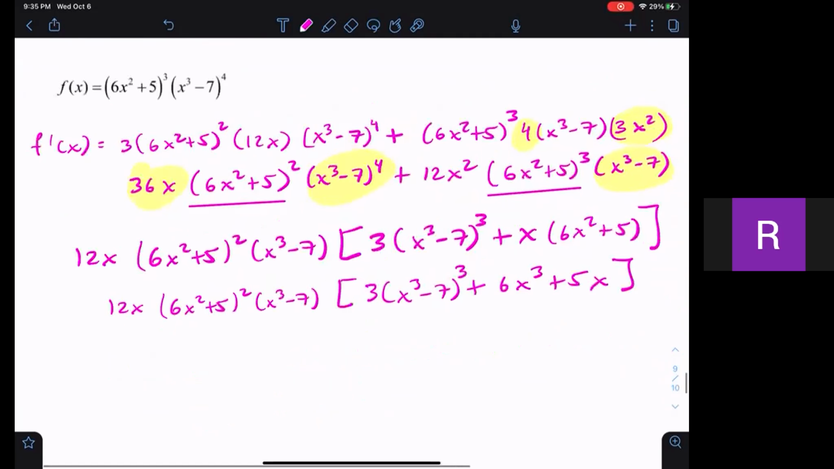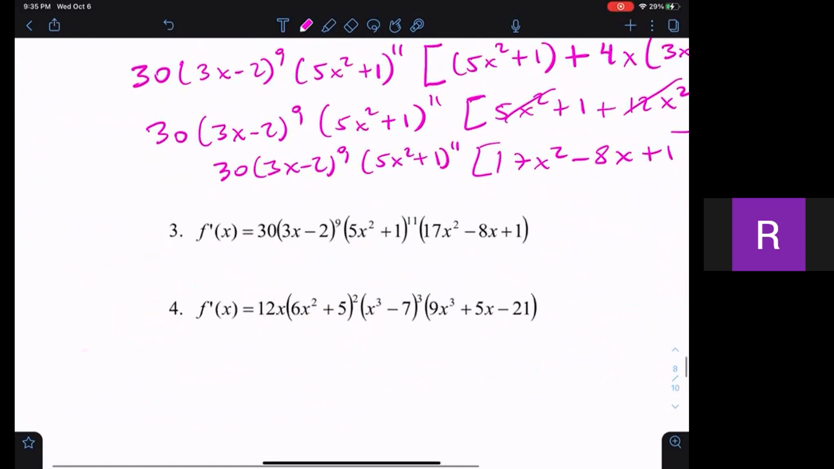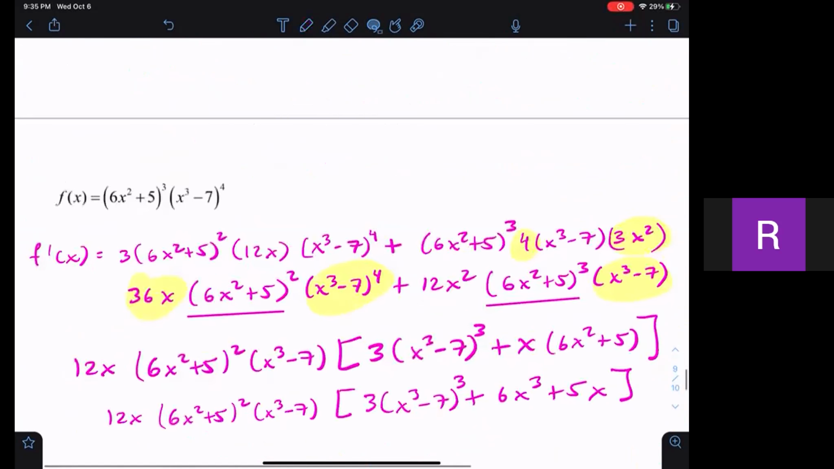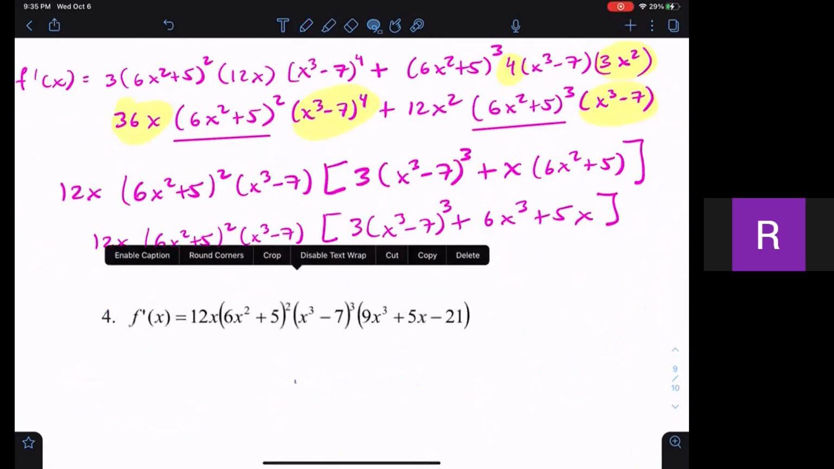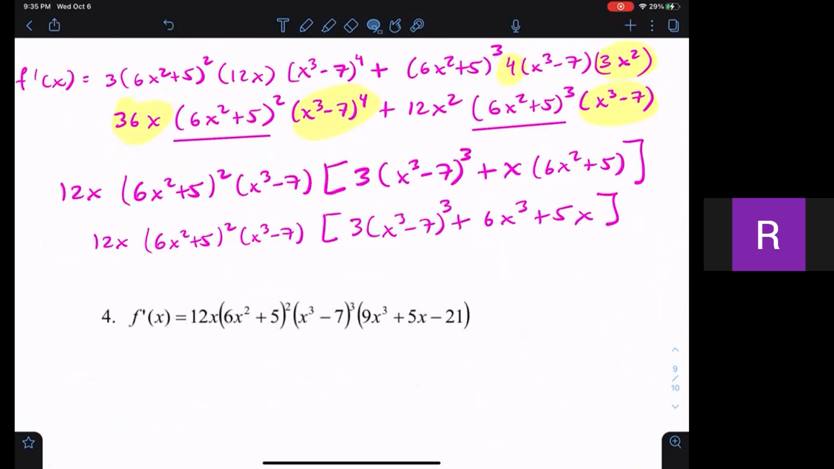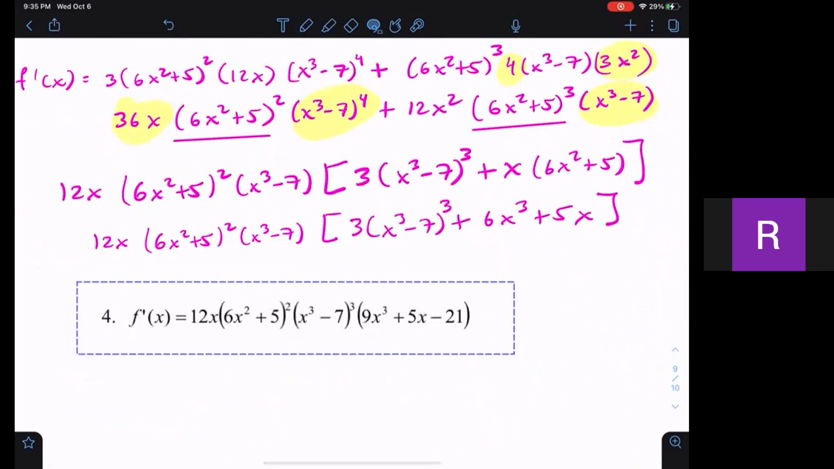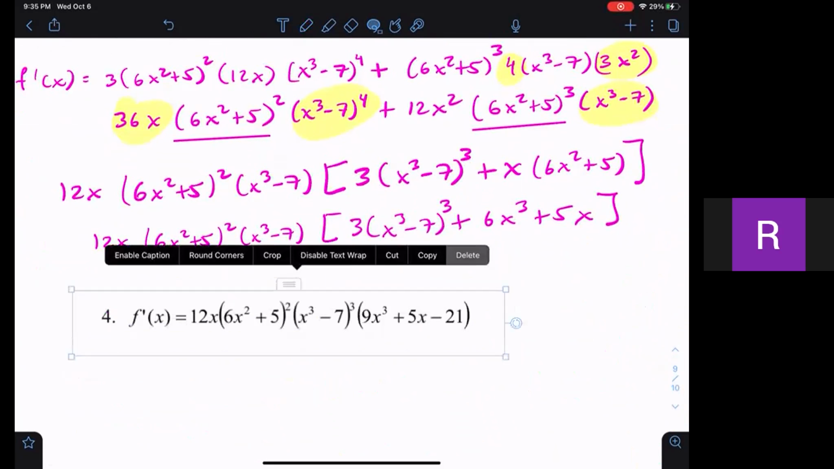Let's see what they did. They have some weird stuff. Let me see what they did algebraically. Okay, so they have the same. Only here I have a problem. We have 9x cubed. Okay, so I have to simplify something here inside. Let me see what's going on.